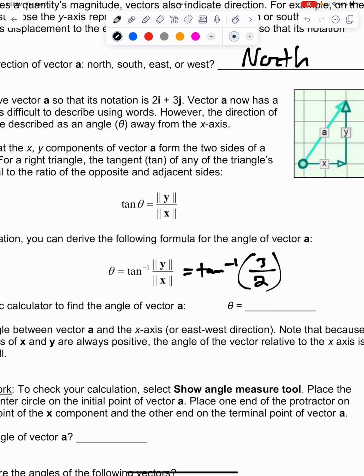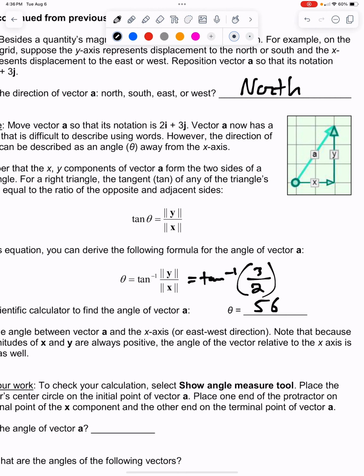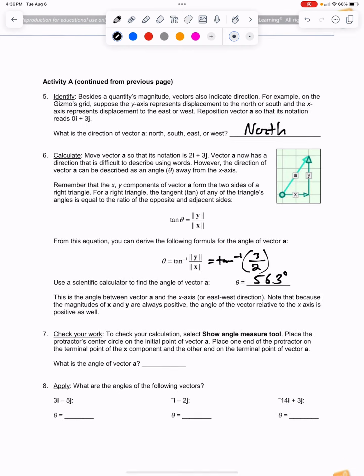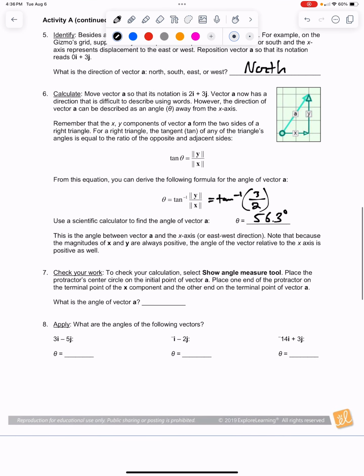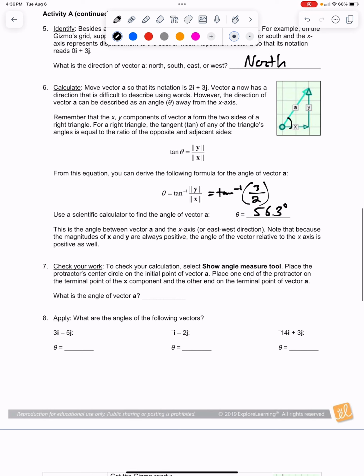Arctan of 3 divided by 2. And we should be getting an angle of about 56.3 degrees. This is the angle right here between the x-axis and the vector.